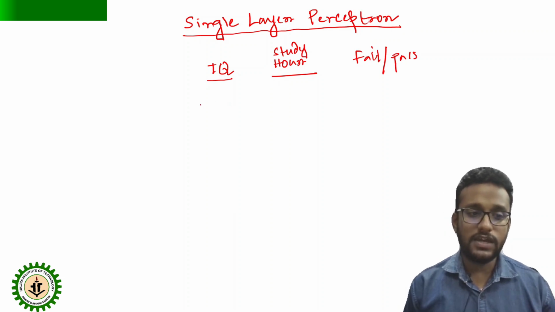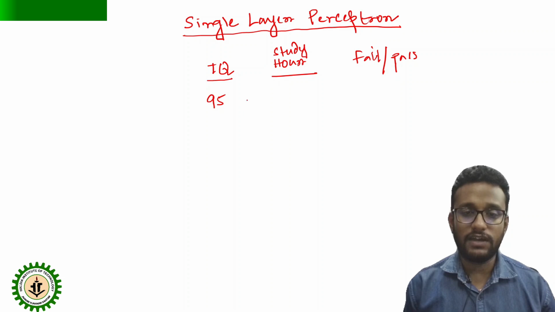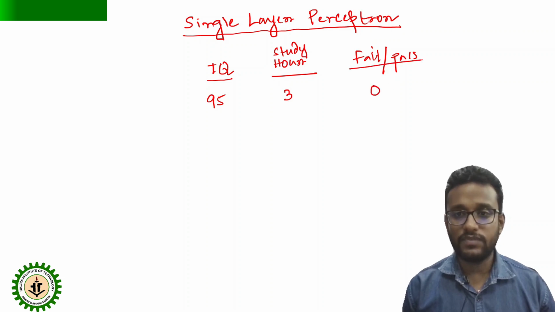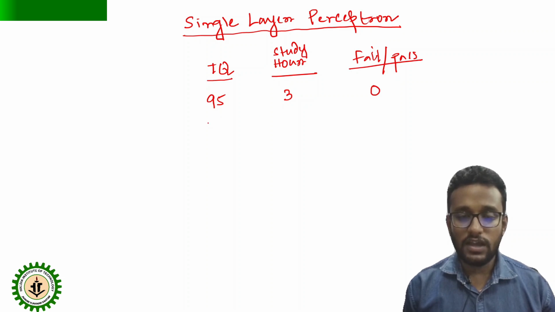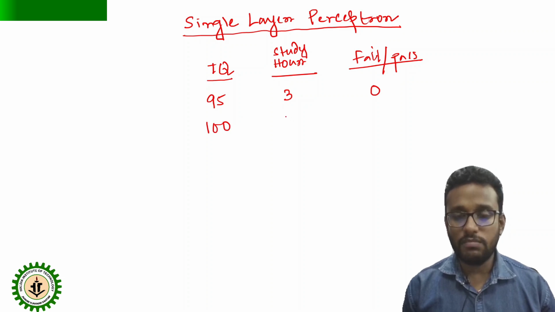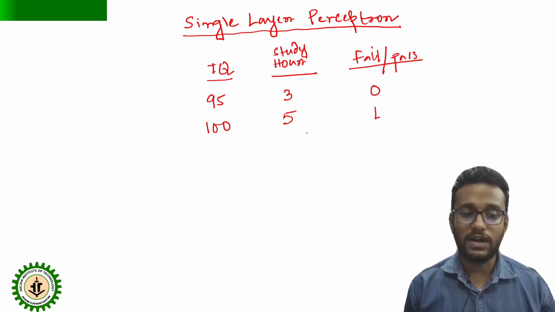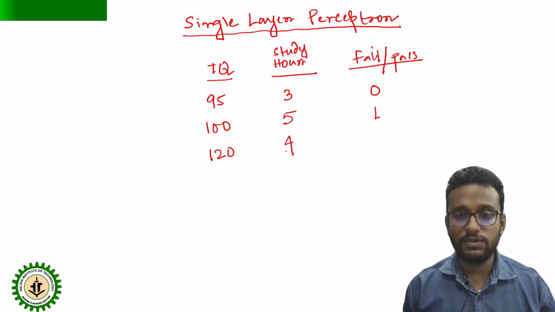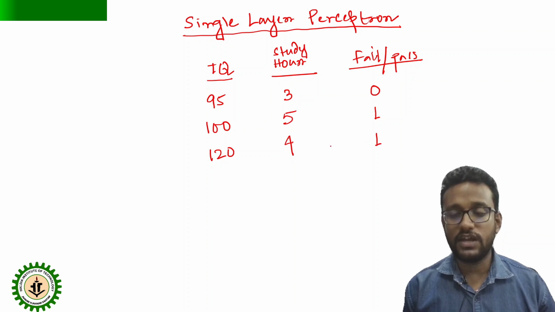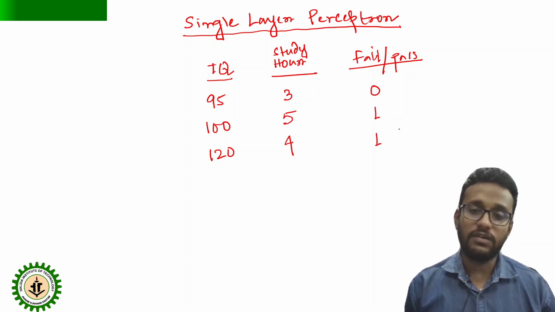Okay. So for the IQ, if anyone has 95 and the student's per day study hour is 3 hours, then he will fail. Now another student, if he or she has an IQ of 100 and is able to study 5 hours, then he or she will pass. Next we have IQ 120, and if he or she is able to study at least 4 hours regularly, then he or she can pass.